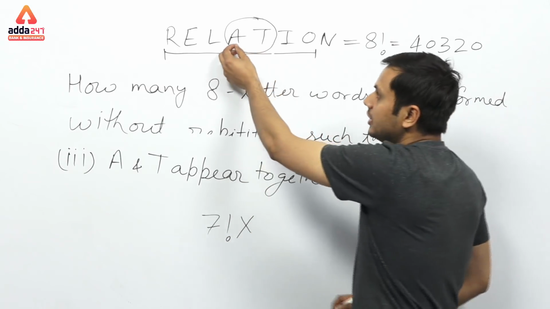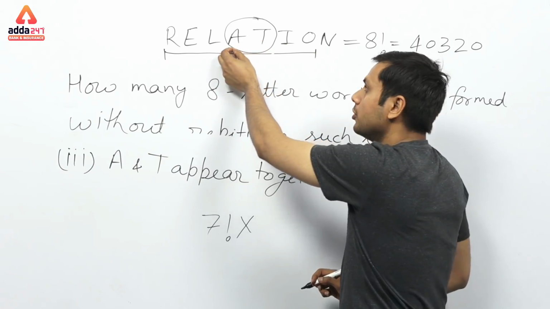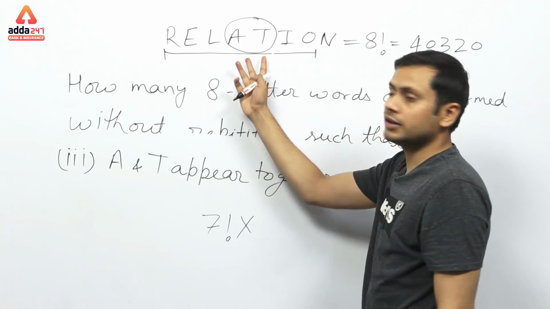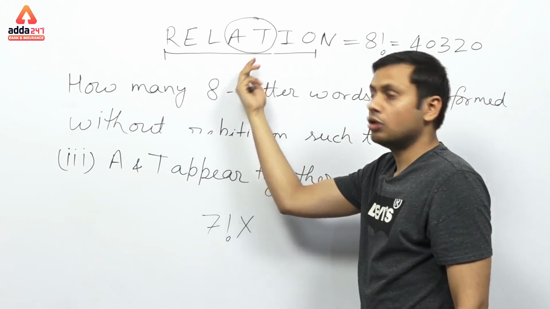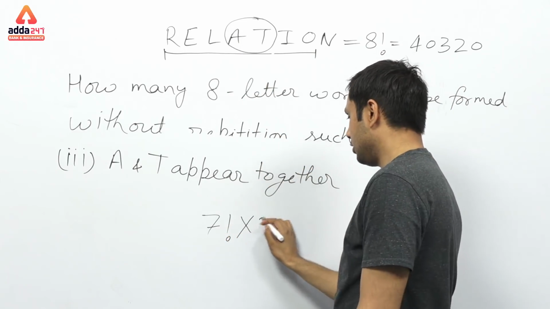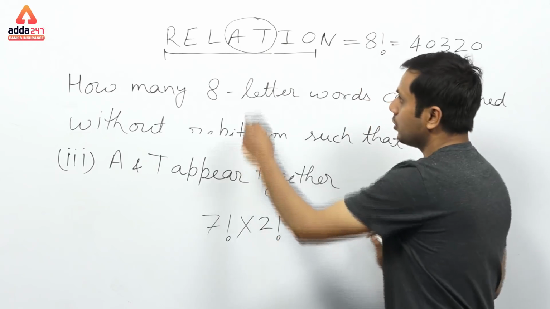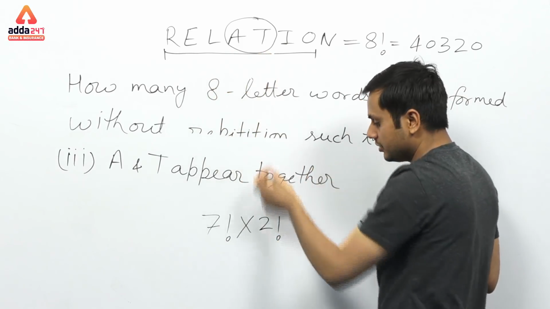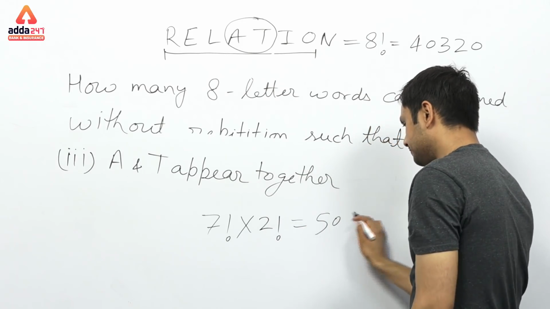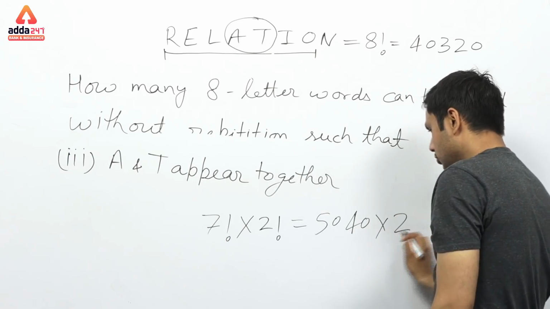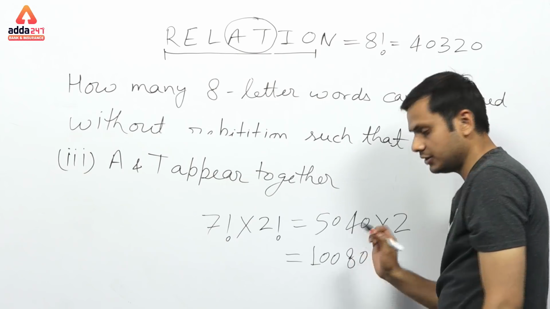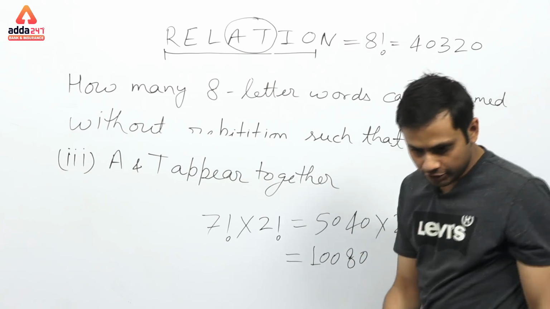Can I say here basically A is appearing before and T is appearing after A, right? So basically what we can do, can I say they can also be interchanged? Or these two letters can be arranged in how many ways? We can say 7 factorial into 2 factorial, because these two can be arranged in 2 factorial ways. So ultimately our answer is 5040 into 2. That is 10,080. That's our answer, guys, right? So hopefully you realize your mistake.